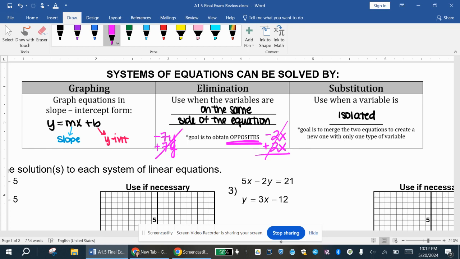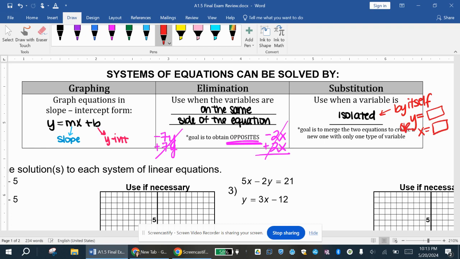Elimination is used when the variables are on the same side of the equation or when everything's lined up perfectly vertically. So like the x's, the y's, the equal signs are all lined up vertically. That's when elimination is the best. Substitution is when one of the variables is isolated. What I mean by isolated is that it's by itself. So for example, you're going to be looking for something where it's got y equals and it's all by itself, or x is by itself.